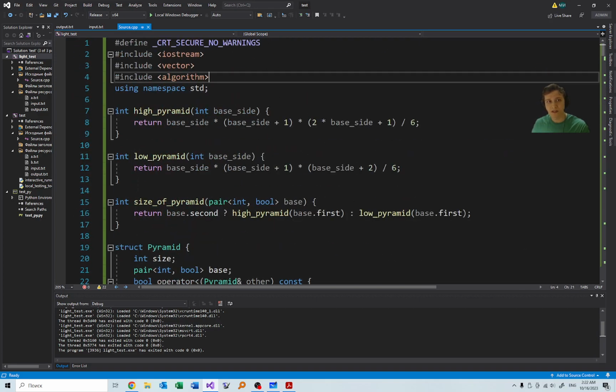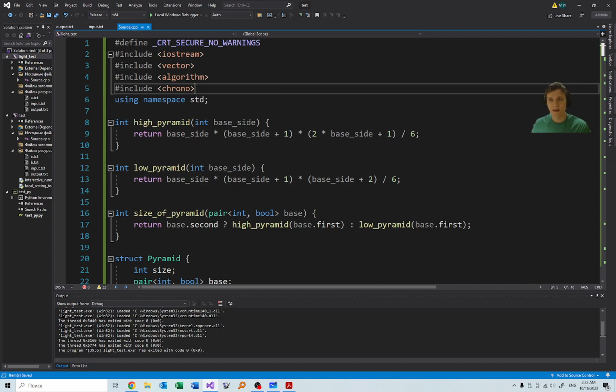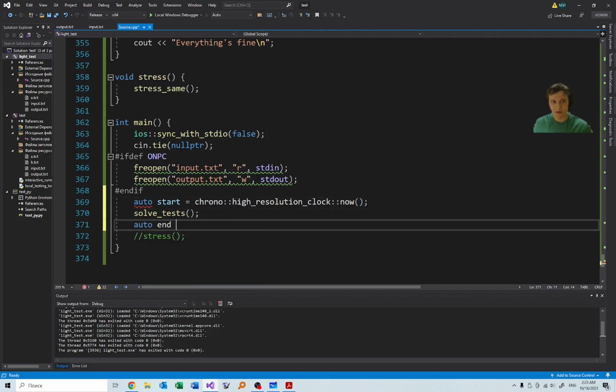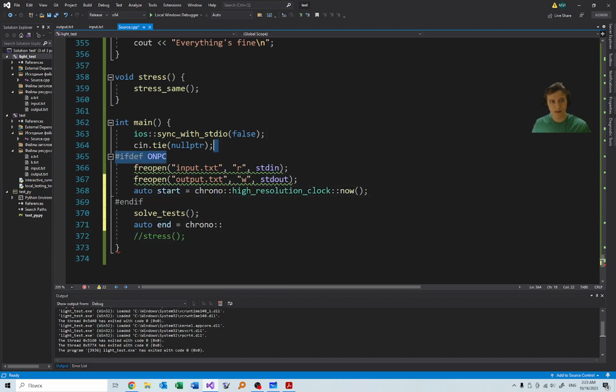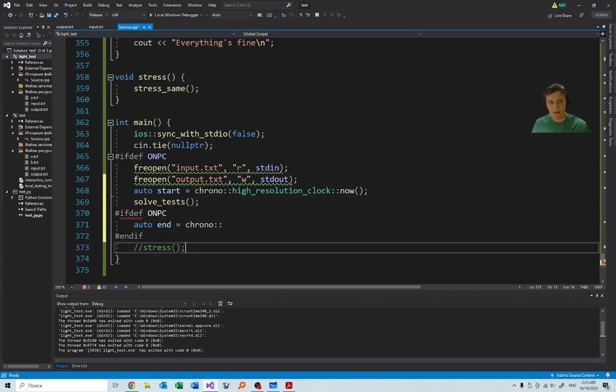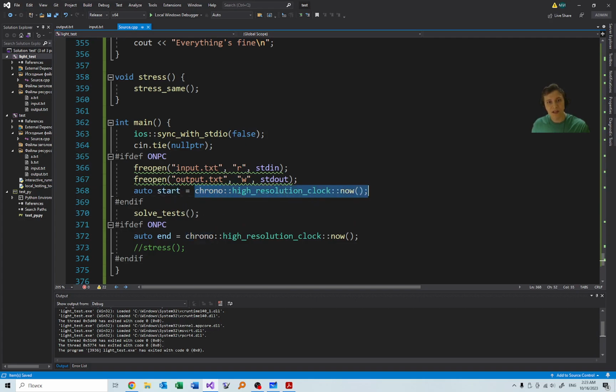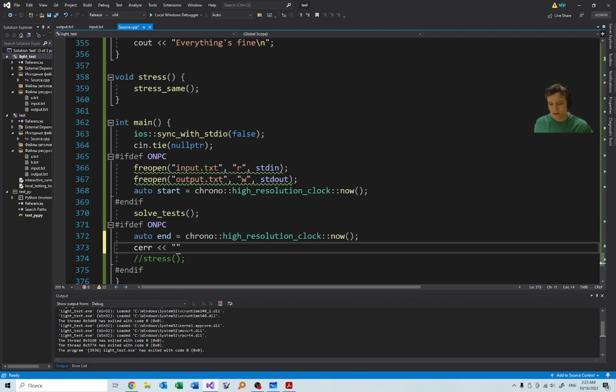To check whether it's fast or not, we can include chrono and print something like this. So we can auto start equals chrono high resolution clock now, then auto end equals the same thing. I would like to do it in on PC because maybe it breaks something. So this is a basic setup for measuring time. Start equals now and end equals now. And then we can print something like total elapsed time. Then we subtract end minus start, and we get a special object called duration.